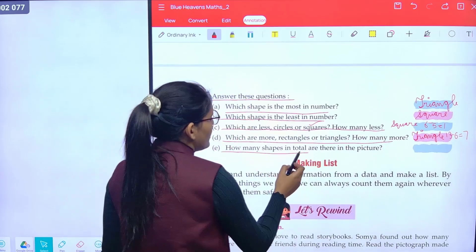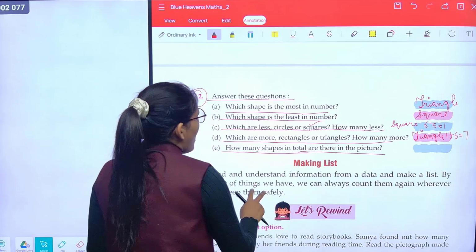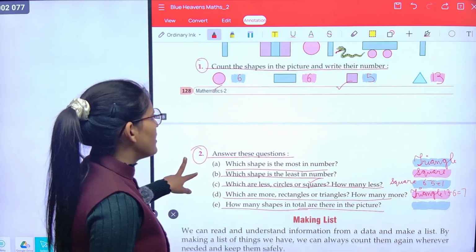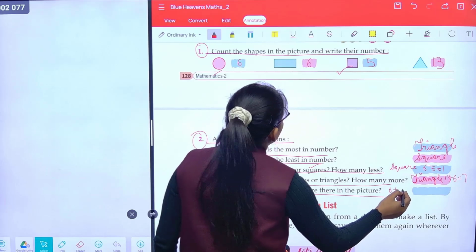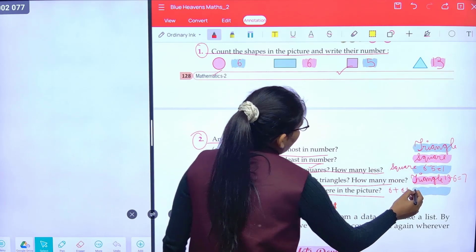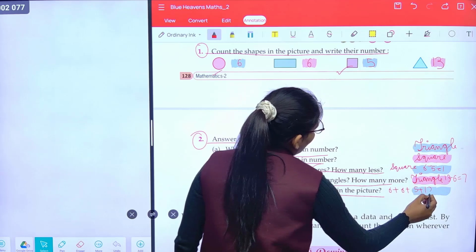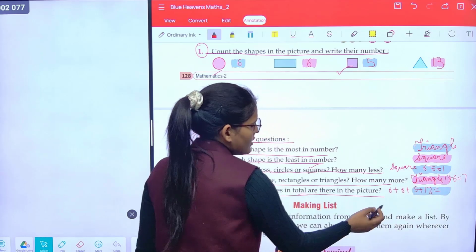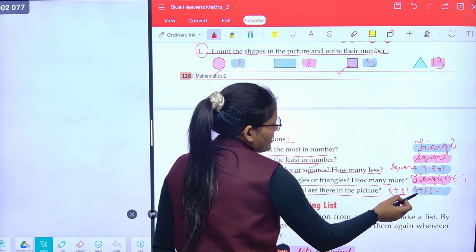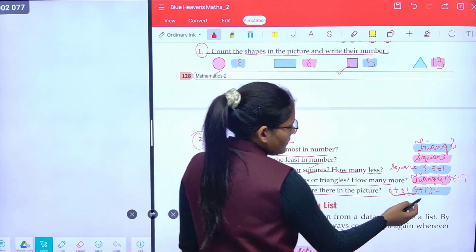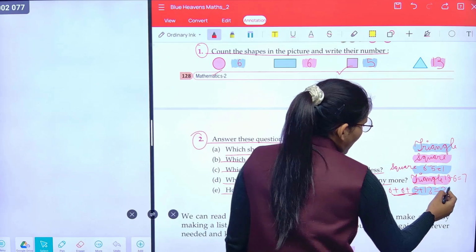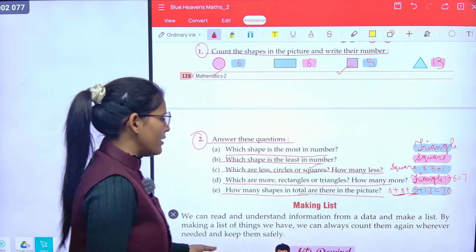Now, how many shapes in total are there in the picture? So, we will add them. 6 plus 6 plus 5 plus 13. 6 plus 6, 12. 12 plus 5, 17. 17 plus 13, 30. 30 shapes are there.